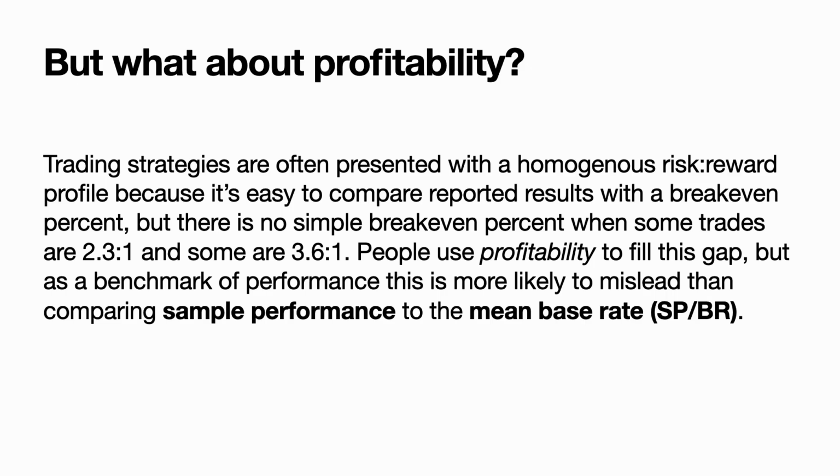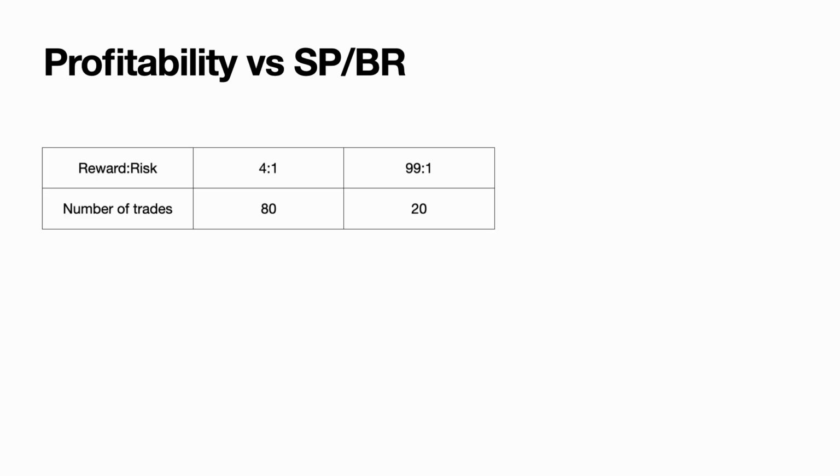There are many legitimate reasons to vary the risk-reward ratio of trades, and it's really limiting to only be able to tell what good performance is if all trades are identical. People often use profitability to fill this gap, but as a benchmark of performance, this is far more likely to mislead than if one were to simply compare sample performance to the mean base rate. So let's conclude this presentation by looking at an example. And okay, this is an extreme example, but I think it highlights the issue really well.